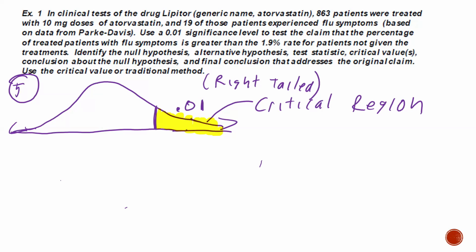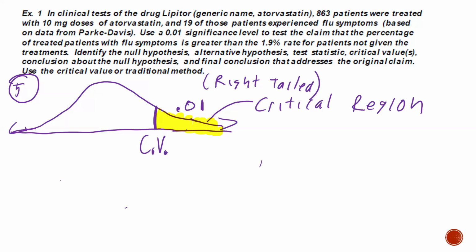And this is the z distribution, right? So we want to find out, what is this critical value that cuts off the 1% from the 99%, right? Does everyone follow what I'm saying here? Once we know what z-score this is, we can compare the z-score of our sample and see if it's in the critical region or outside of it, okay?